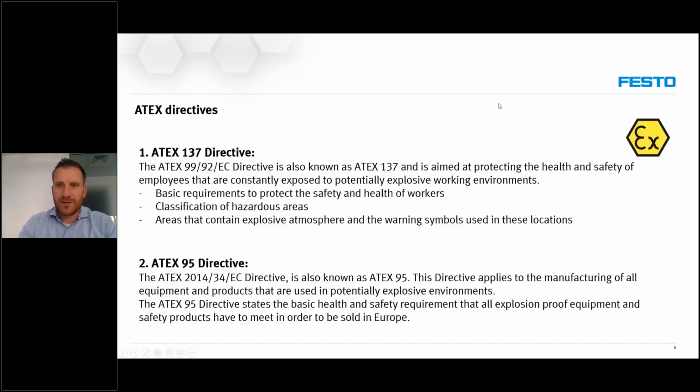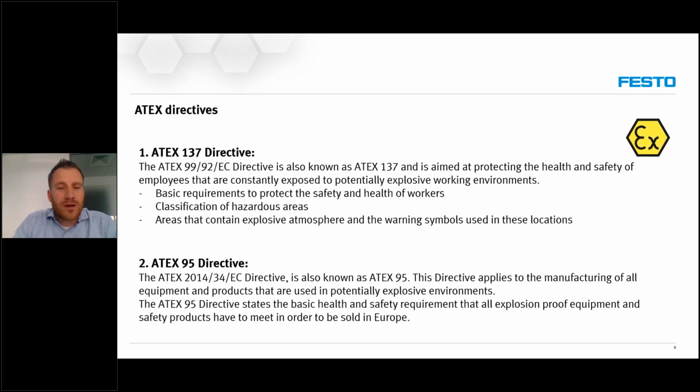Then we move forward. First of all, we would like to focus today's topic on ATEX. ATEX is mainly used in the European market, and therefore we also see a lot of influence from the European market in the Middle East region when it comes to the ATEX directive and its requirements. This doesn't mean that there are no other directives available in the market, but for Festo, our biggest share is regarding the ATEX directive.